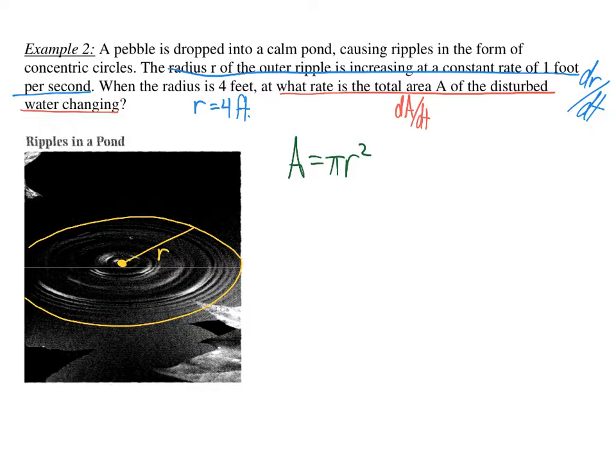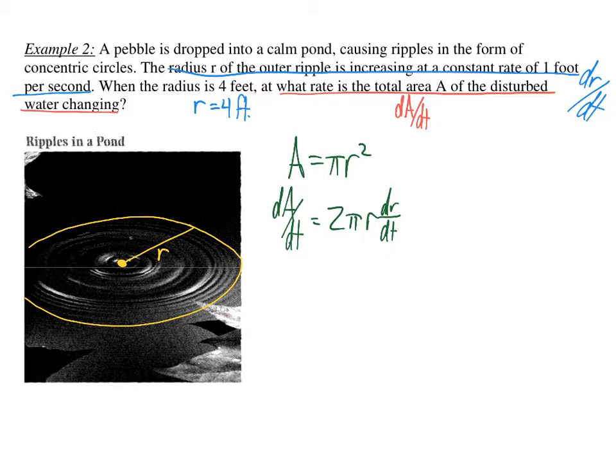Now, so we take the derivative. What's the derivative of the left? dA/dt. Okay? dA/dt. That's what we're looking for anyways. That's kind of nice. And how about the right-hand side? 2 pi r dr/dt. There we go. 2 pi r dr/dt.